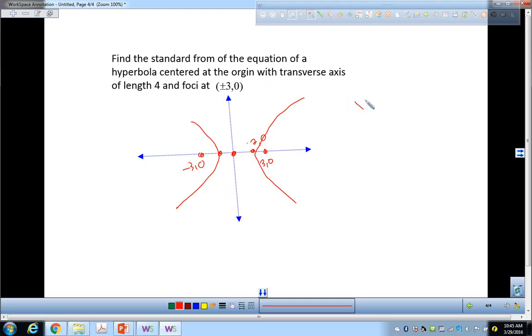Well, you know x squared comes first. What's a? 2 is the distance from here to here. So a squared is 4, minus y squared. You don't know what b squared is, but we're going to find that. How do I find b squared?